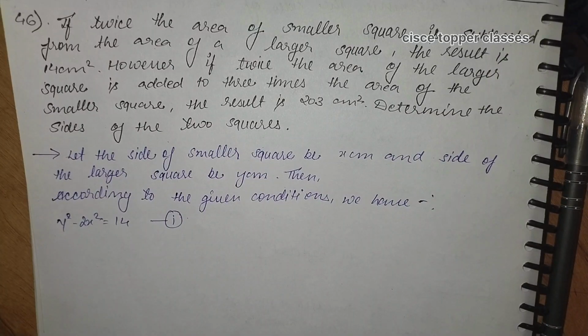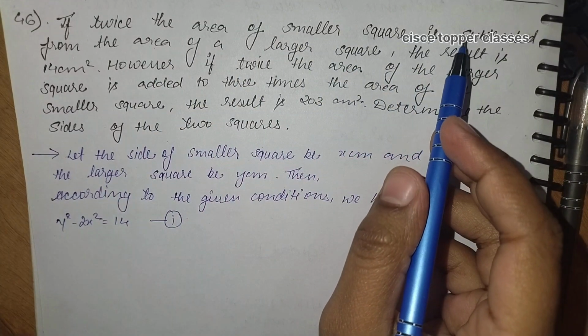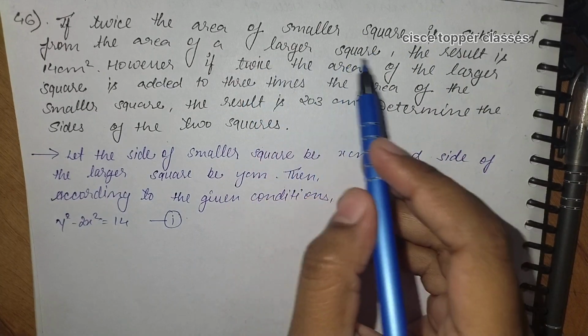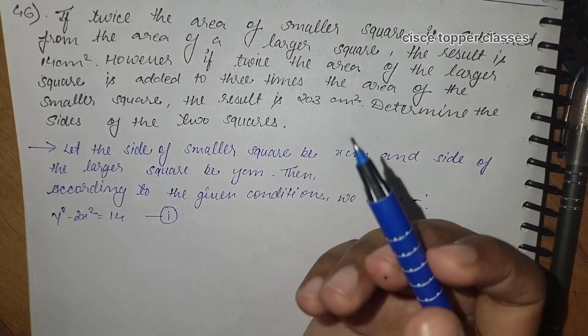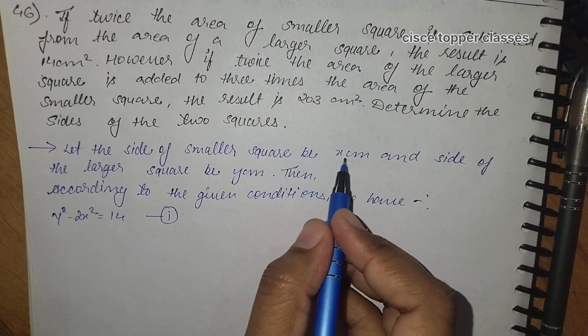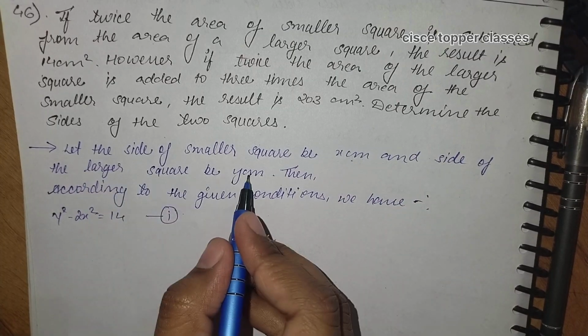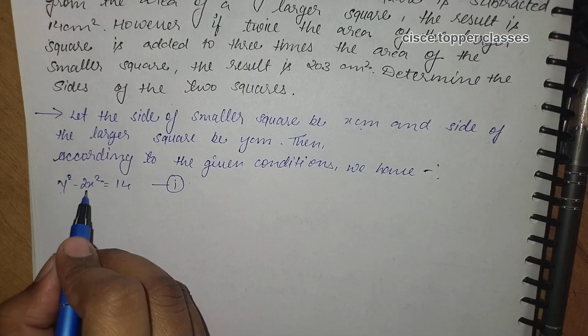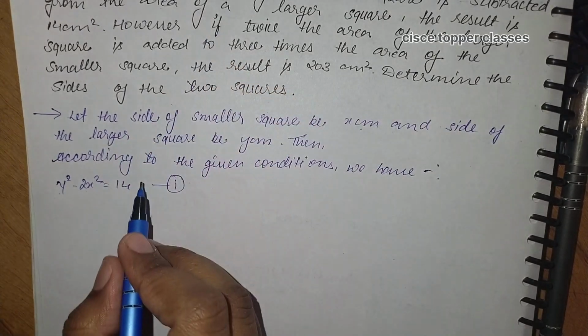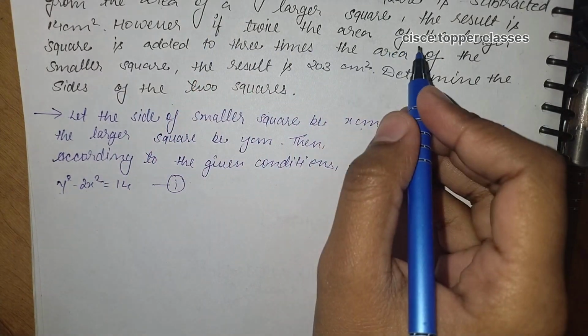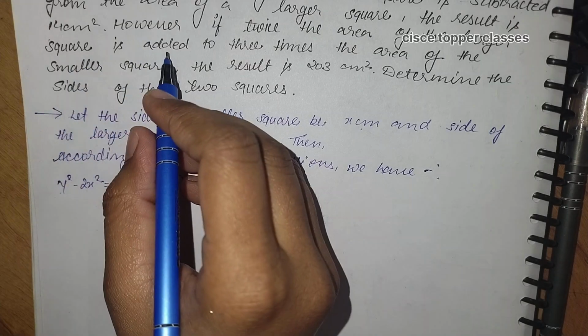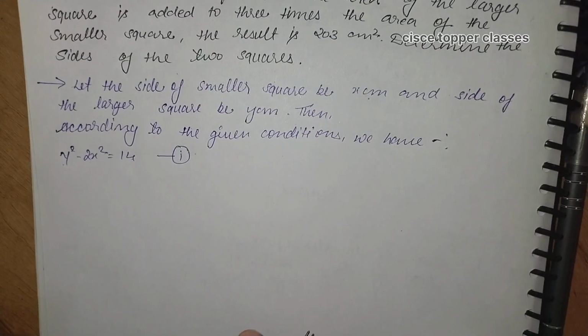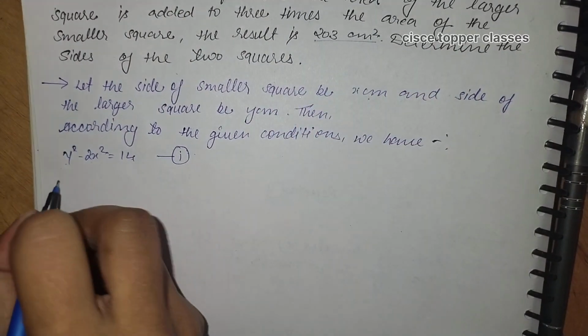Let us solve this question here. If twice the area of a smaller square is subtracted from the area of a larger square, the result is 14 centimeter. Means let the side of a smaller square be x centimeter and side of the larger square be y centimeter. Then according to the given condition, we can write y square minus 2x square is 14 according to the question. However, if twice the area of the larger square is added to 3 times the area of a smaller square, the result is 203 centimeter square.